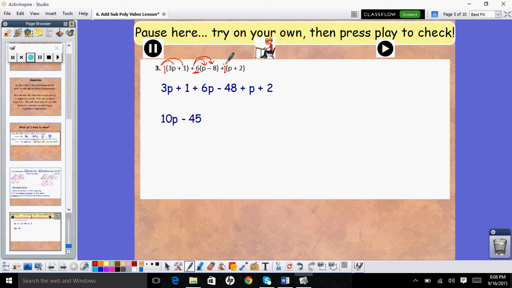In front of this set, we have a 1, which remains still p plus 2. If I combine 3p and 6p, that is 9p, plus 1 more gives me 10. Next we have 1 minus 48 is negative 47, but add 2, we get negative 45. This is my final answer in standard form.